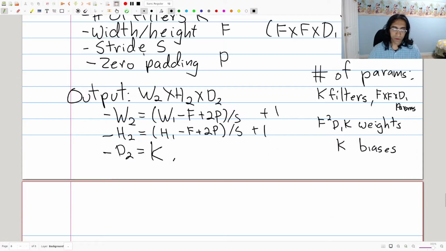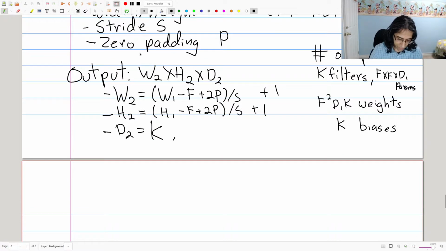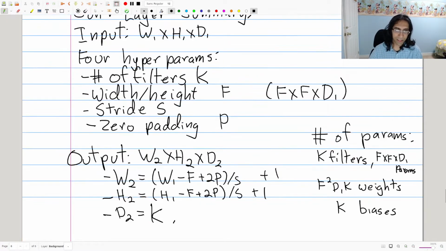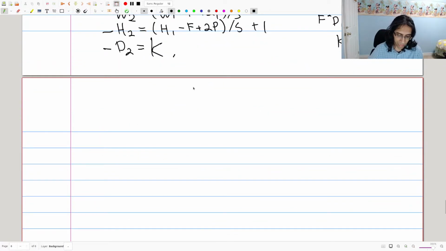Good. So that's that. As one last thing before we move on to pooling layers, I want to do an example computation, just so you understand how efficient this is and how much we really save by doing this compared to a fully connected layer, and what the sizes will be as well.